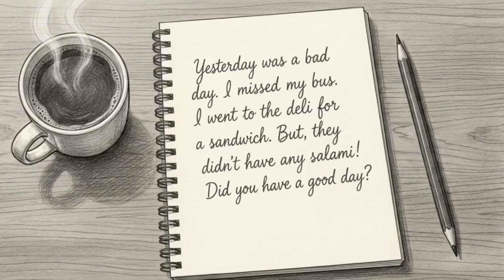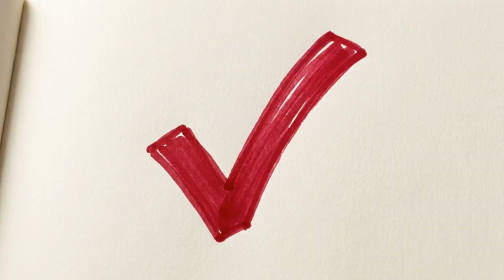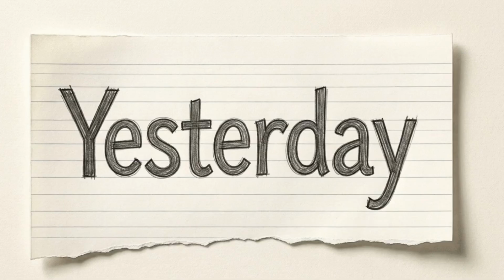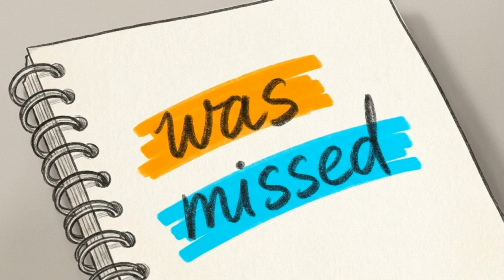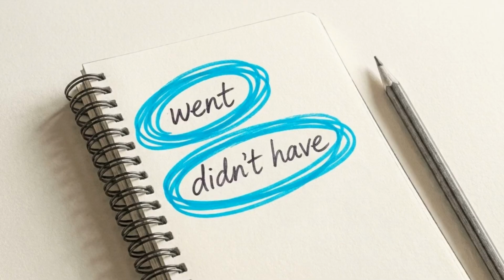Look at our finalized 5-sentence short story. Great job reaching the end. Let's check our work. We successfully included a time expression, a was verb, a regular verb, an irregular verb, a negative sentence, and a question.